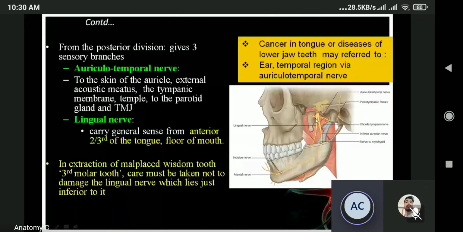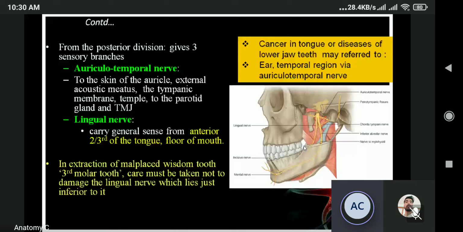Now this lingual nerve relation is present posterior to the third molar teeth. Posterior to the third molar teeth, that is the location of the lingual nerve in relation to the bony part of the mandible. So while extracting the third molar teeth, care must be taken not to damage the lingual nerve, because the lingual nerve is just lying inferior to the third molar teeth, on the posterior side.